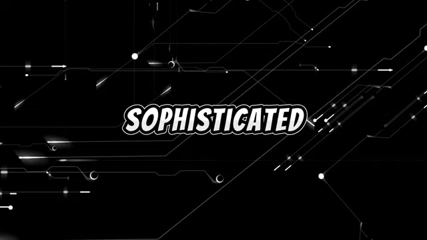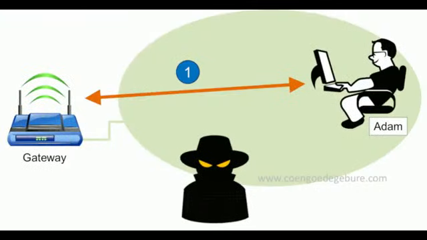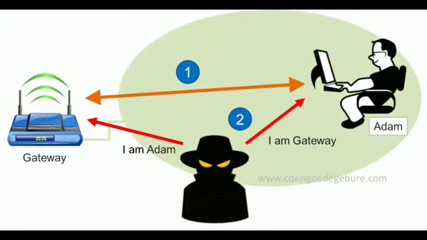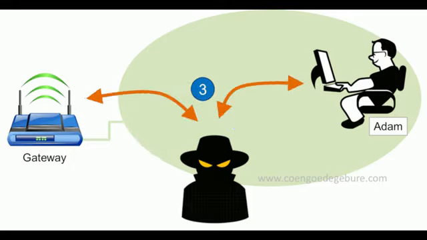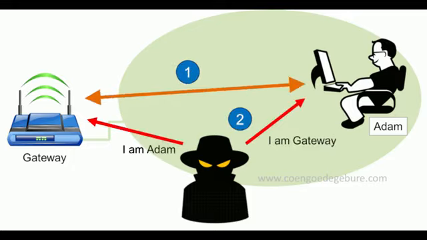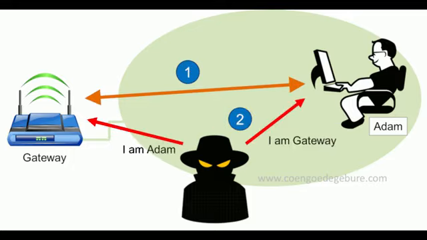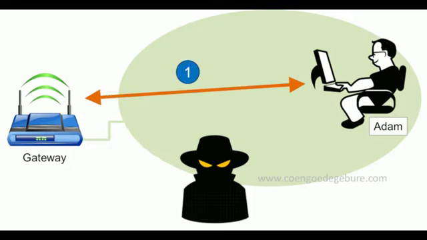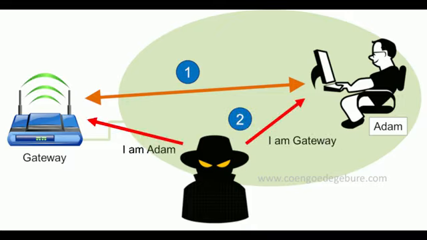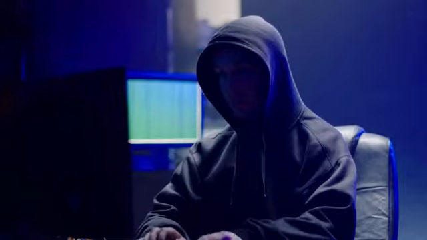Let's see two sophisticated techniques attackers use to compromise session IDs: the man-in-the-middle attack and the man-in-the-browser attack. In a man-in-the-middle attack, the attacker places themselves between a client and a server, intercepting and controlling the communication flow. They split the original TCP connection into two, one between the client and the attacker, and another between the attacker and the server. This allows the attacker to monitor, alter, and even inject fraudulent data into the communication.